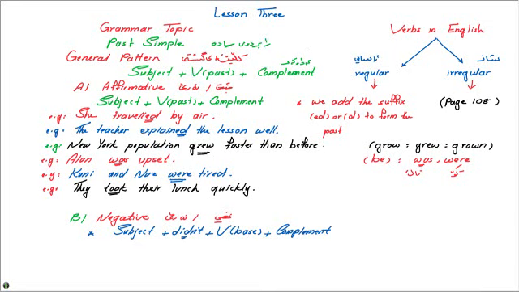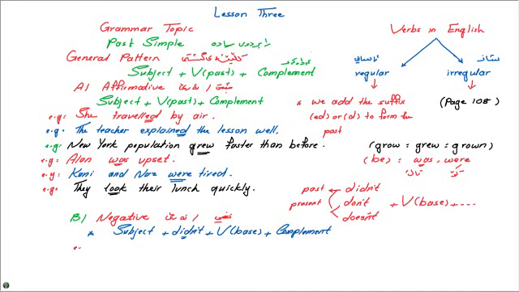Here we have a common mistake. Please pay attention to these auxiliary verbs, helping verbs: didn't, don't, doesn't. Didn't we use for past, and don't and doesn't for present. They are always followed by the verb base.